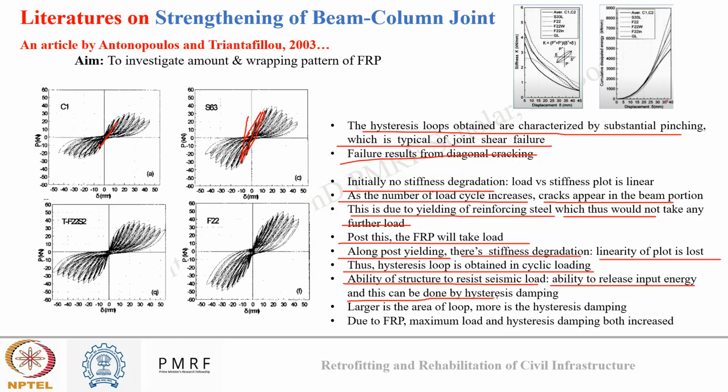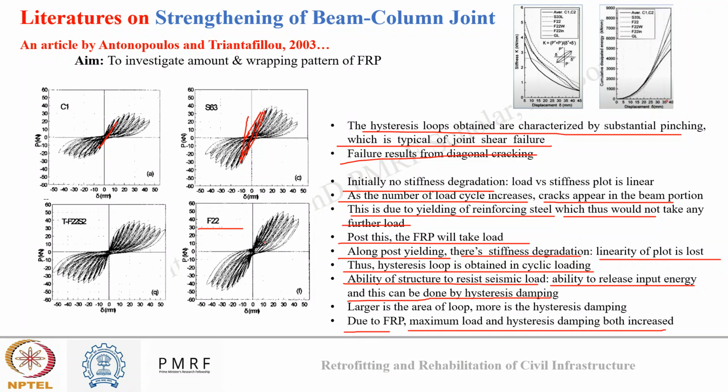this can be done by hysteresis damping. So, the larger the area of the hysteresis loop, the more is the hysteresis damping, and the more is the ability of a structure to resist the seismic load. Due to FRP, the maximum load and hysteresis damping both are increased, as you can see in the figure.